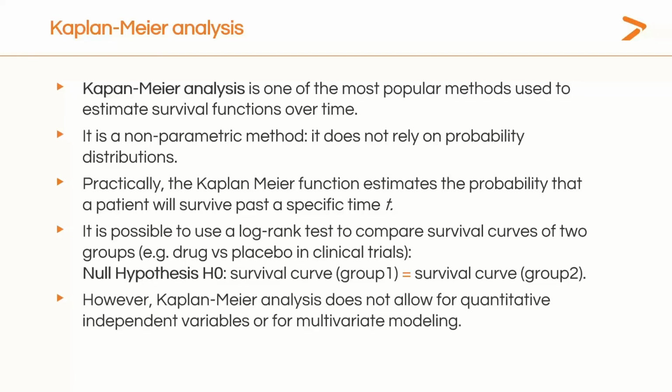However, the problem in Kaplan-Meier analysis is that it does not allow for quantitative independent variables or for multivariate modeling. So for this, we're going to use Cox proportional hazards instead. But Cox proportional hazards is slightly less robust than Kaplan-Meier analysis, as it's not completely non-parametric, whereas Kaplan-Meier is completely non-parametric.